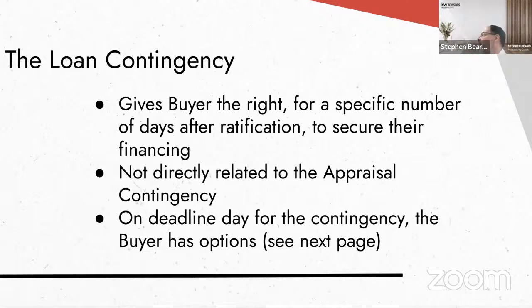10 days. Okay, so at the end of 10 days, oh, I should say before we talk about what happens, it is not an appraisal contingency. No matter what happens with the appraisal, this right runs separately. This has to do with the lender coming back and telling the buyer, yes, you're good, we're going to do the loan. A pre-approval letter that you submit with your offer is not a guaranteed loan. It is a pre-approval: Mr. Buyer, based on what we know so far, we're good.